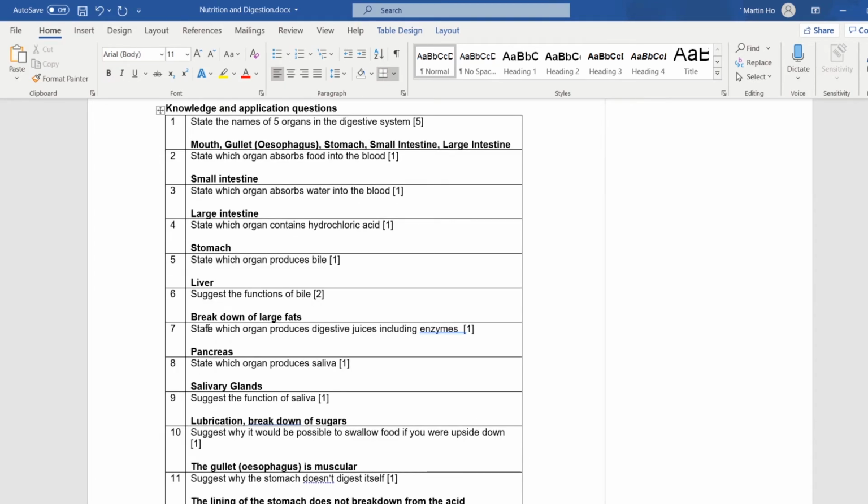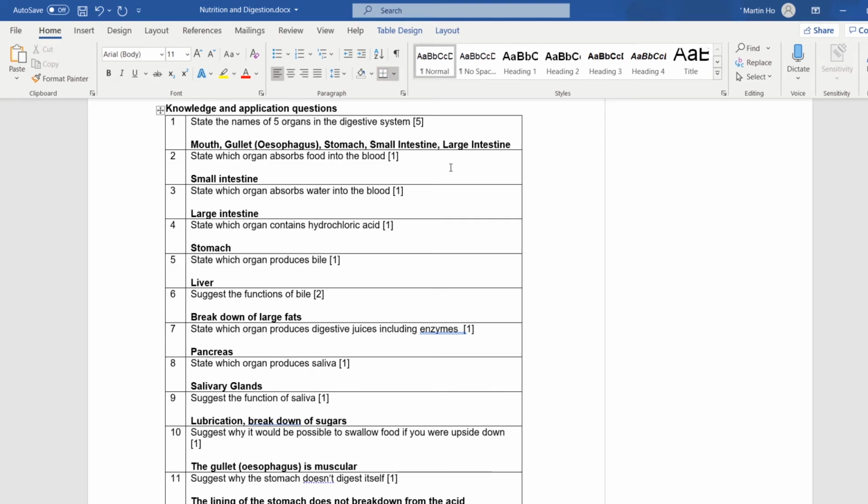Alright, now that you're finished, let's take it up. State the names of 5 organs in the digestive system. In the course of this video, we've learned more than 5 organs. However, the 5 easiest organs to remember are the ones in which we can track and trace food as we eat it. It starts in our mouth, it moves down our gullet, into our stomach. From our stomach, we have the large intestine and the small intestine.